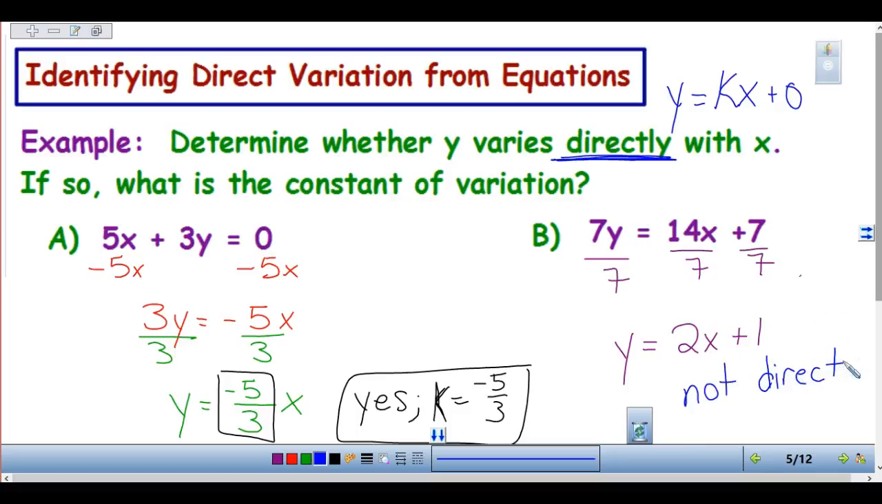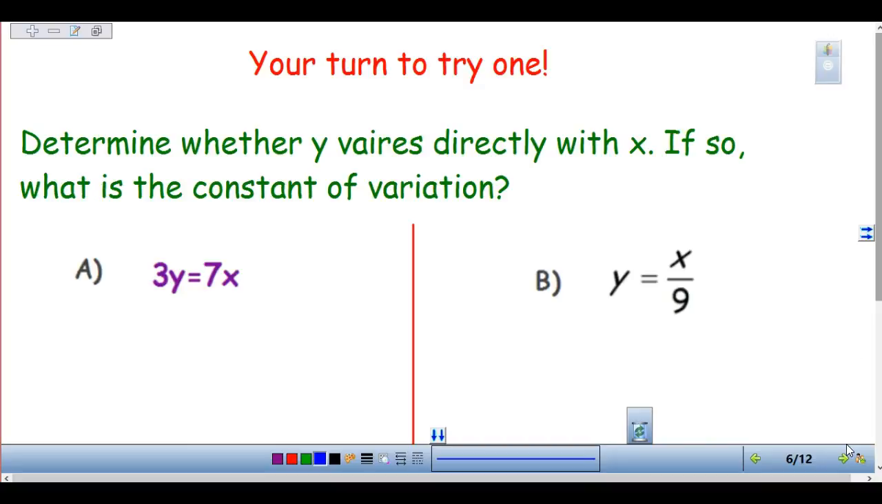Now, when I graph it, does it still make a line? Yeah, but it doesn't go through 0, 0. To be direct, it's a line that goes through the point 0, 0. That's it. If it's not direct, there's no constant. You're done. You guys try these two. I see you already both said yes. This one is a lot of you, which I expected.